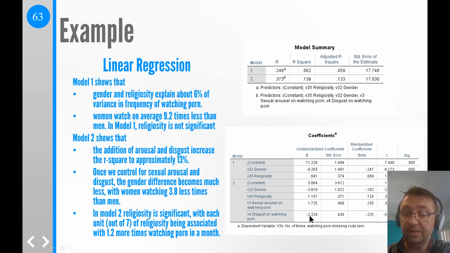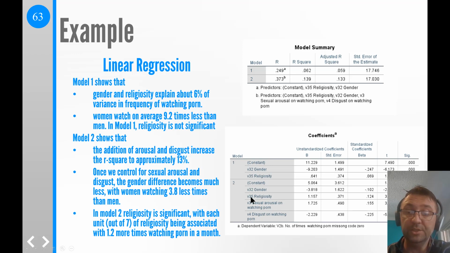Let's come back to that. Disgust, clearly negatively correlated. So the more disgust, for each unit of disgust, a person watches porn 2 times less per month. And for each unit of arousal, they watch about 1.7 times more per month. But look here, religiosity has become significant.